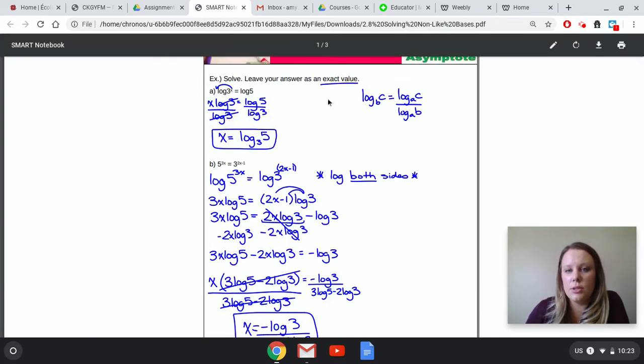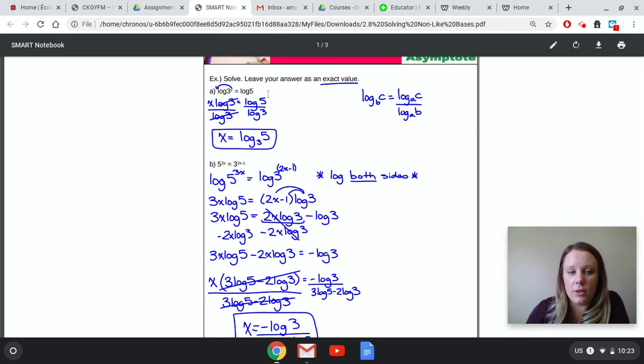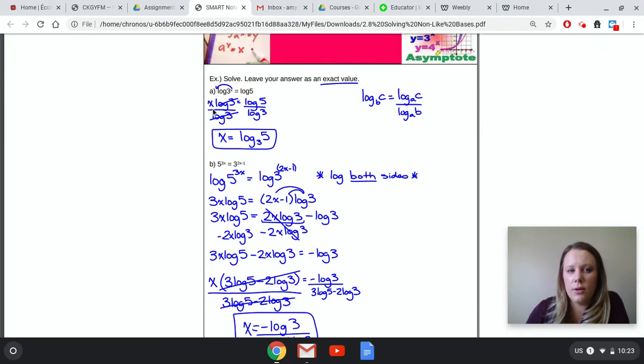So what's going to happen is you're still going to have logs in your final answer. So this first one, log of 3 to the power x equals log of 5. What you're going to do is apply the log laws that we've learned in order to bring the x out in front of this. We can't solve this right now when x is in the exponent and there's logs on both sides. So we want to get that x out of the exponent. Here you can see I've brought the x in front and it's multiplying by log 3.